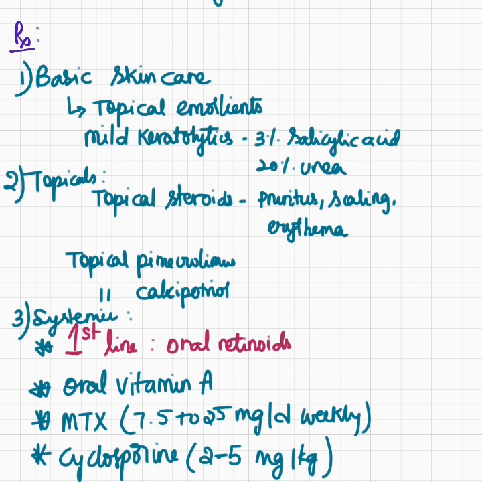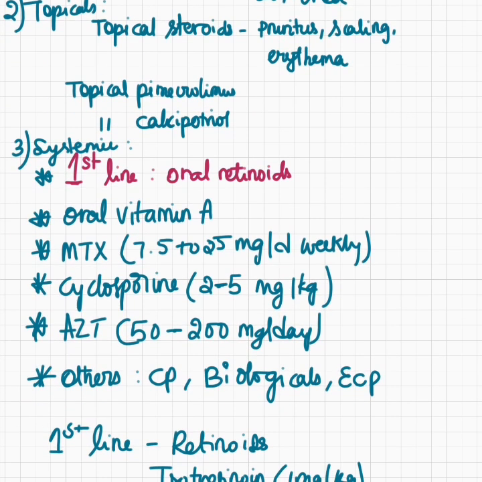Coming to the third line, that is systemic drugs. The first line in systemic drugs is oral retinoids. Other drugs that can be given are oral vitamin A, methotrexate, cyclosporin, azathioprine, and others such as cyclophosphamide, biologicals, and extracorporeal photochemotherapy.